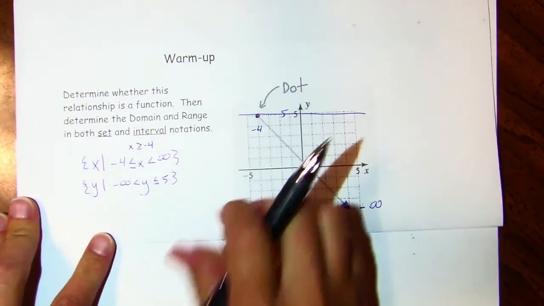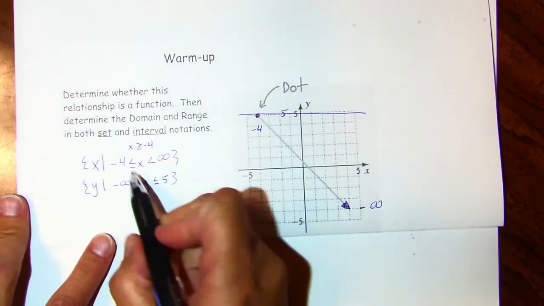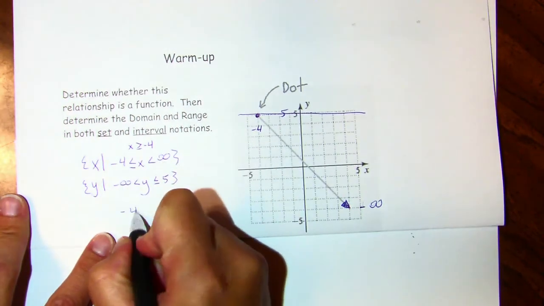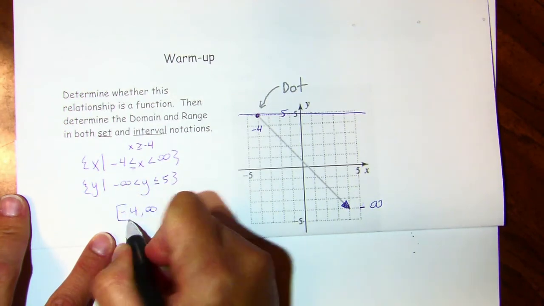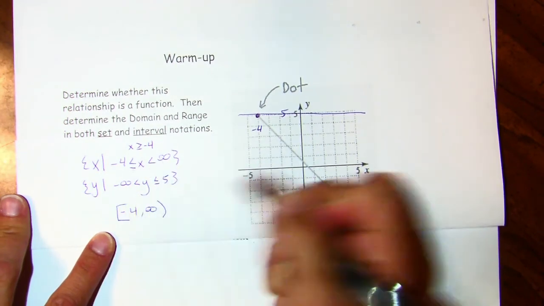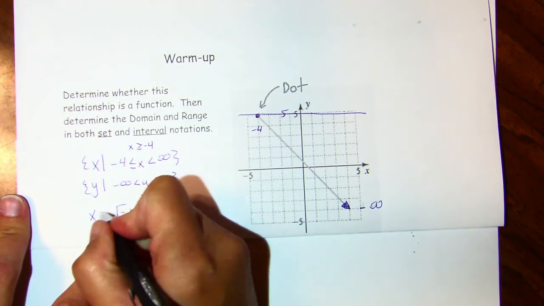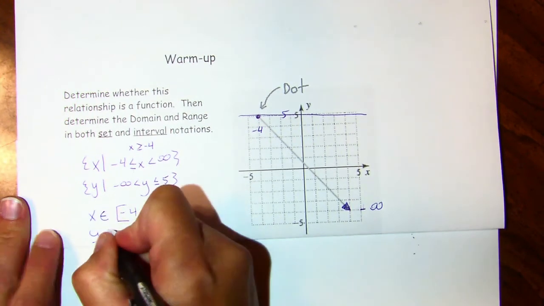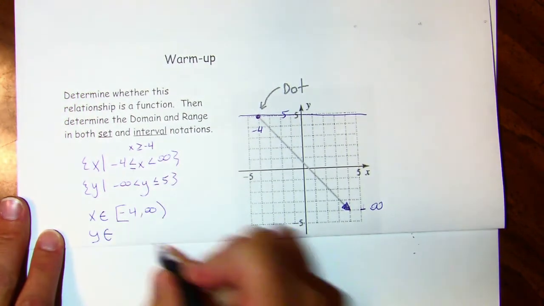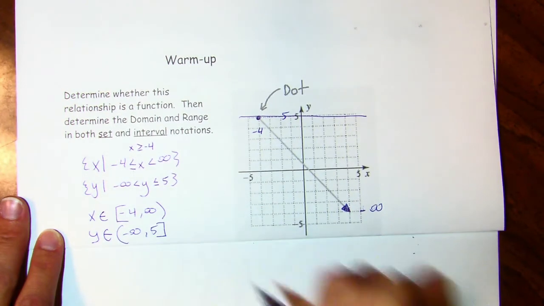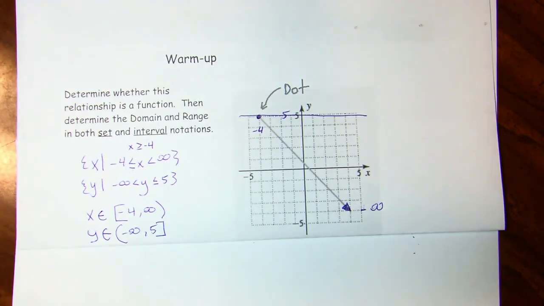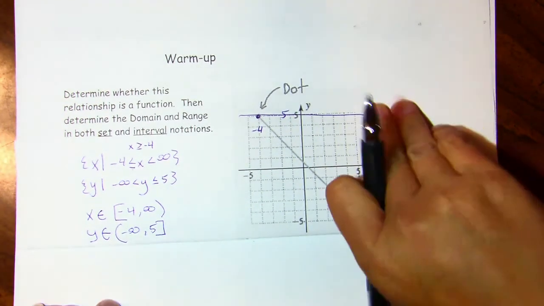Okay, interval notation. We're going to just take these two numbers, -4 and infinity. It's hitting the -4, so I need a bracket. It's not hitting the infinity, so parenthesis. And this is x's and e's. Second one is a y and an e. We've got negative infinity and 5. And there we go, all done. So that's the basics. Hopefully you're still doing pretty well on that.